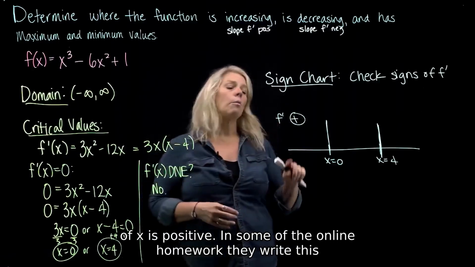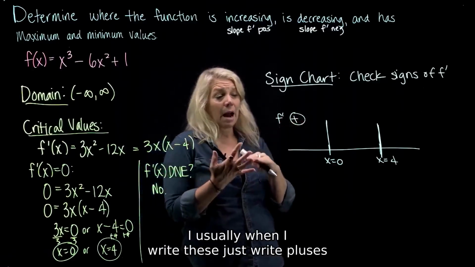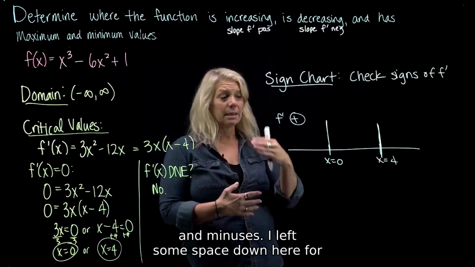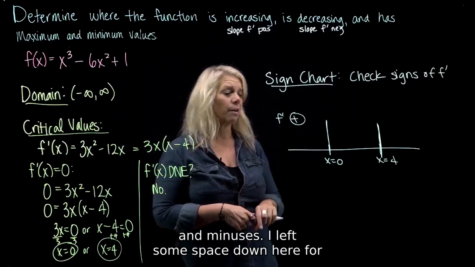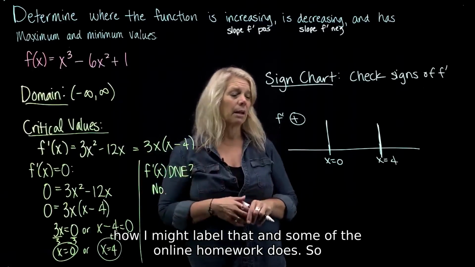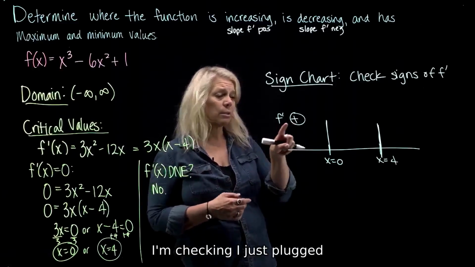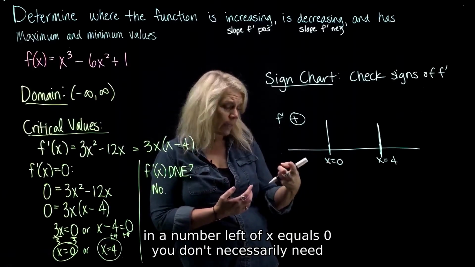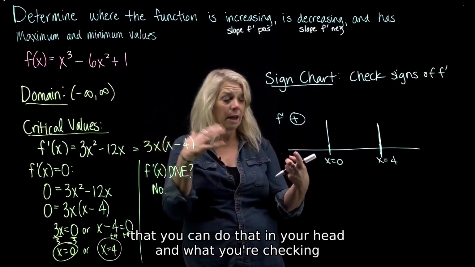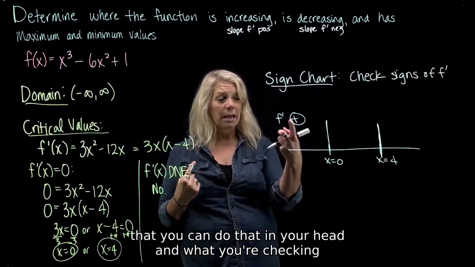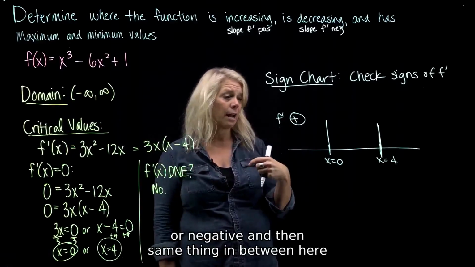In some of the online homework, they write this a little bit differently, but when I write these, I usually just write pluses and minuses. I left some space down here for how I might label that. So I'm checking. I just plugged in a number left of x equals 0. You don't necessarily need to write something down for that. You can do that in your head. And what you're checking is whether that derivative is positive or negative.